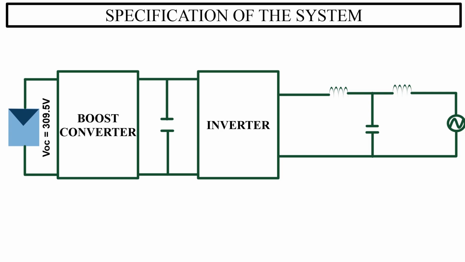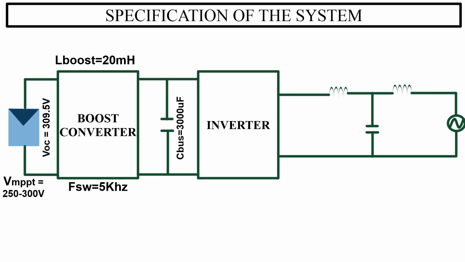Now I will give the specification of the complete system. Open circuit voltage of PV array is 309.5. Operating voltage range is in between 250 to 300. Value of boost inductor is 20 mH. Switching frequency of boost converter is 5 kHz. Value of DC bus capacitor is 3000 microfarad.